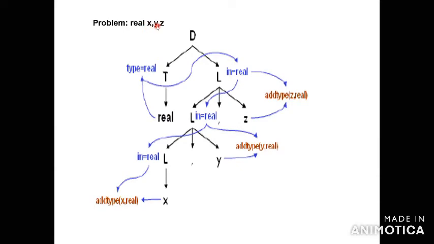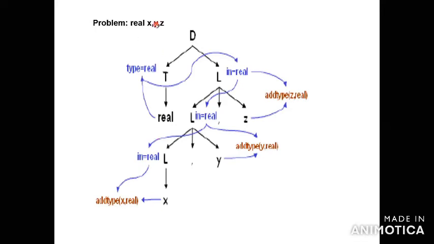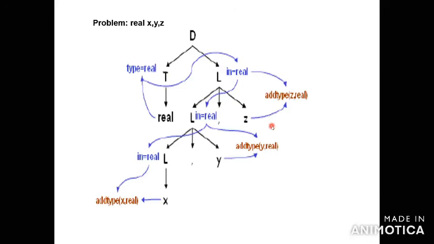Next thing, x comma y comma z. So what is L? L is L1 comma ID, or another one is ID. Here you can check, based on the input string we are having x comma y comma z. I need the comma terminals, so here I can use L tends to L1 comma ID.